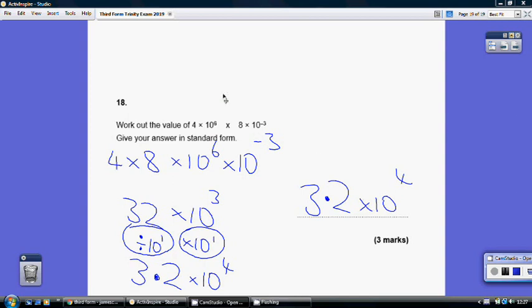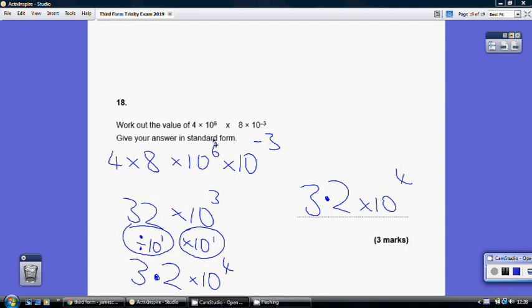Question 18. So think of the whole numbers being times together first of all. So 4 times 8 being 32. And now think about the powers of 10 being multiplied together. Now when we multiply, we add the indices. So 6 added together with minus 3 is 6 take away 3, which is plus 3. So we've got 32 times 10 to the power of 3. Now that would give us 1 mark, but the question requires us to give our answer in standard form.